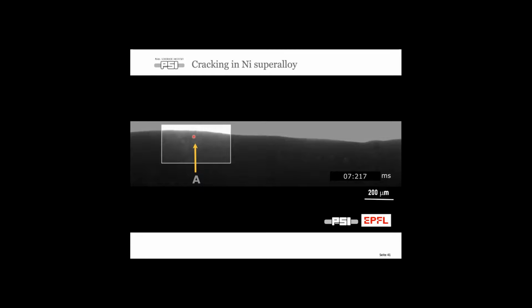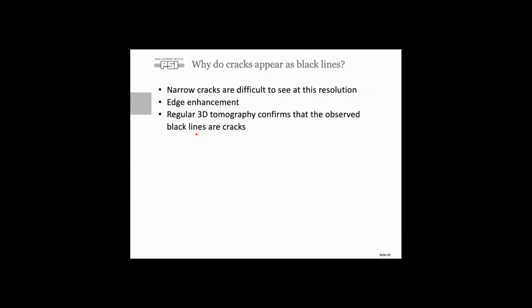Now you may wonder, a crack should be less material, so why does it have a dark contrast? Why is it black here? And we were wondering ourselves. And so the point is that these cracks are very narrow. And as I said, we have this 2.75 micrometer pixel size, and they're actually relatively difficult to observe without doing edge enhancement. So that's why our detector was actually put quite far away from our sample, so that we get this so-called edge enhancement effect.